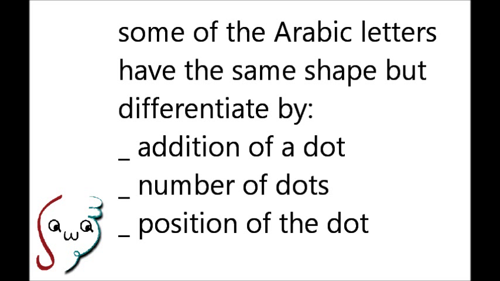And now a little notice written underneath the Arabic alphabet. Some of the letters have the same basic shape but differentiate by the addition of a dot, the position of the dot, or the number of dots, like we can see in the second letter, ba. It has one dot underneath the letter, this shape, I don't know what to call this shape, and it has one dot.